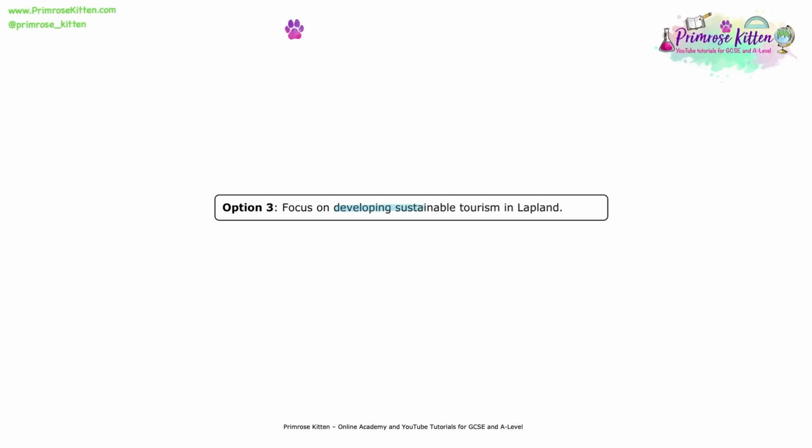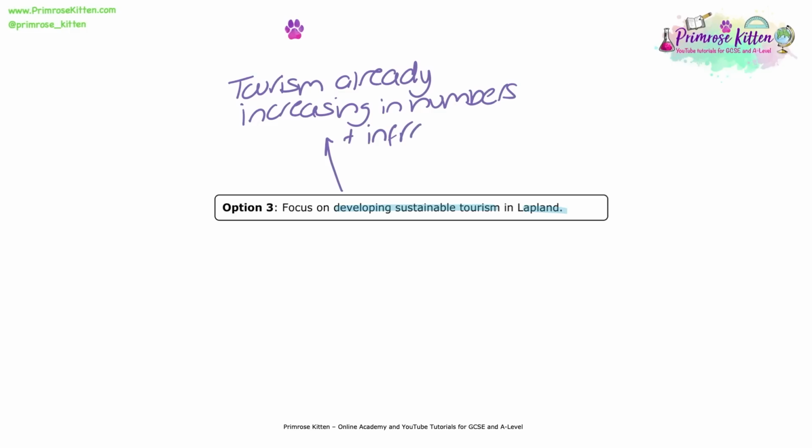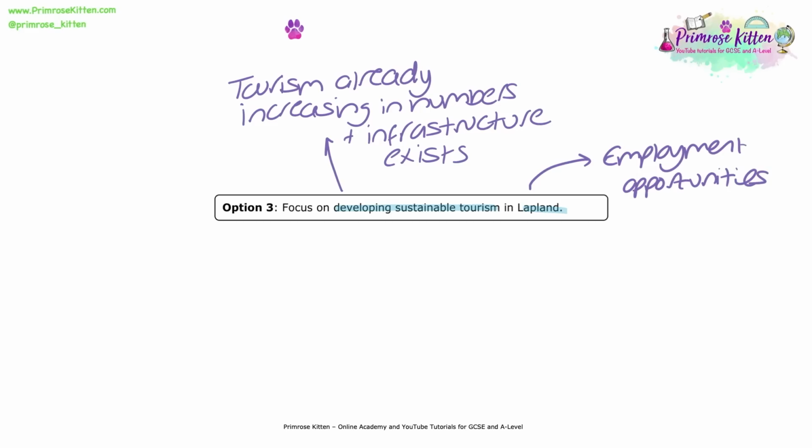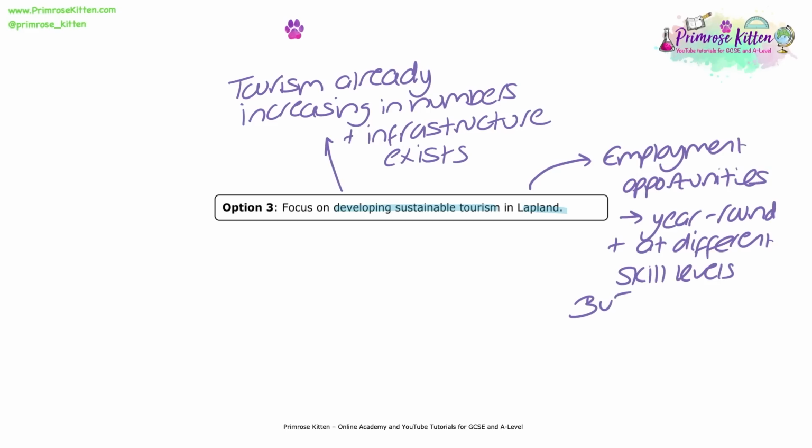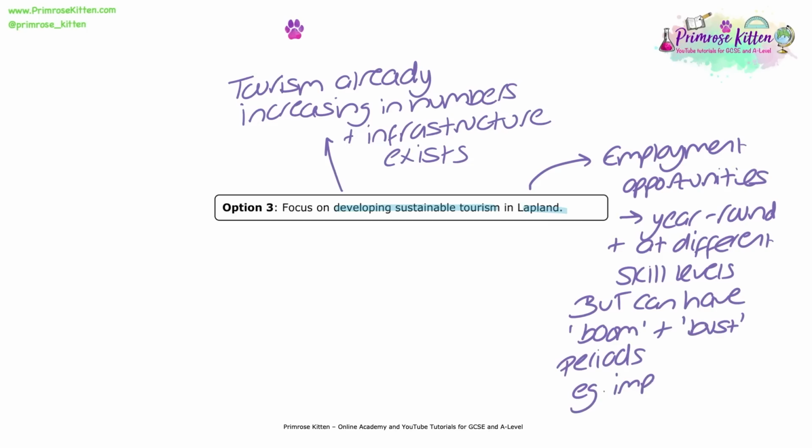Option 3 is to focus on developing sustainable tourism in Lapland. If you have selected this option, then you might justify it by saying that tourism already is increasing in numbers in Lapland and the infrastructure already exists. You might also argue for the employment opportunities that tourism provides, which are year-round and at different skill levels, although you might want to consider that tourism can have boom and bust periods.